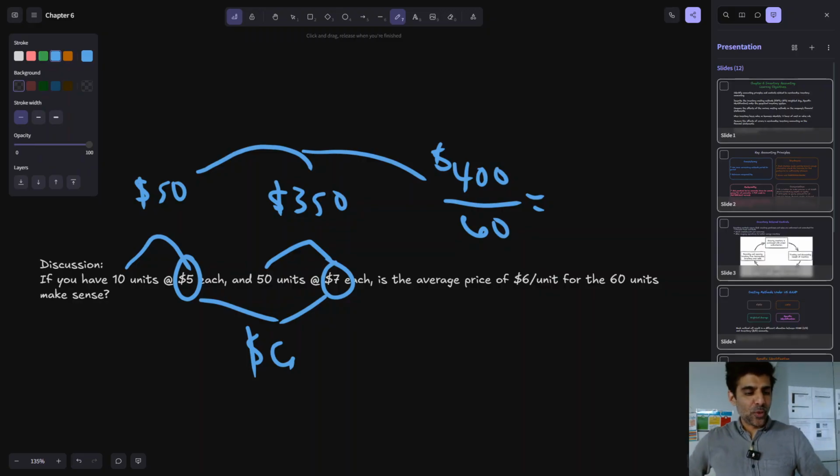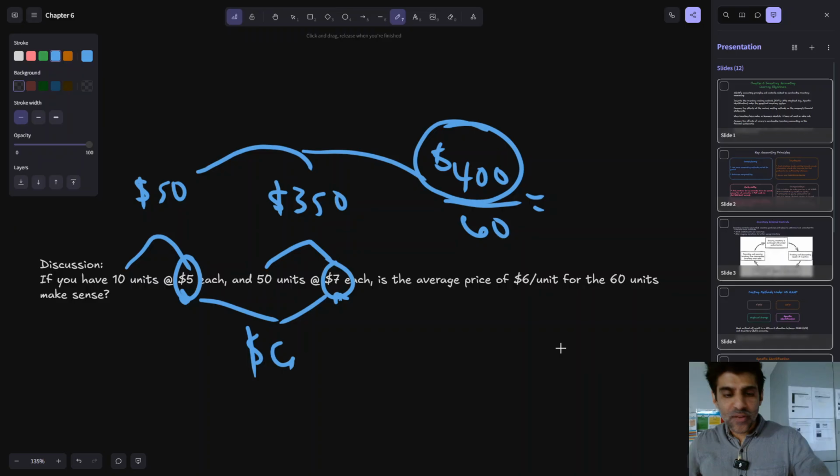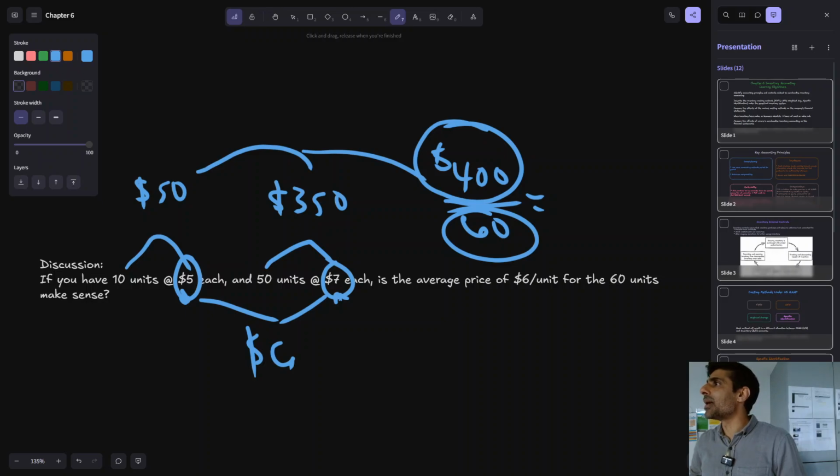How about this? Before we do the math, is it closer to 5 or is it closer to 7? Closer to 7, right? Because there are more $7 units. Okay, so what we just did here is basically calculate the weighted average. The average price paid is $6, but we also have to factor in how many units of each of those there are to get the weighted average. So the way you do it is basically figure out the total value of the inventory divided by the total number of units. It's not more complicated than that.